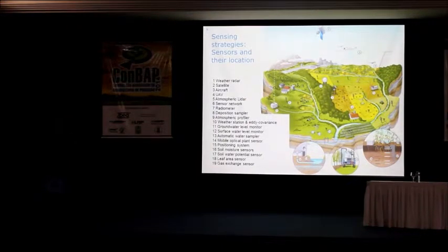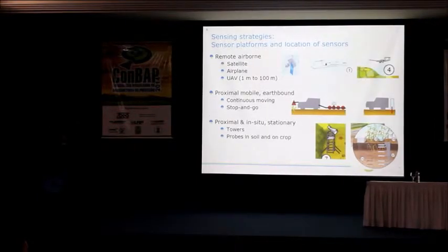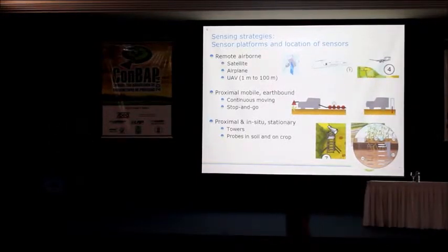We know a lot of sensors that are used in environmental science: satellites, aircraft, and sensors in the soil, for example. For precision agriculture, I like to classify this into remote airborne systems, proximal mobile earthbound systems, and proximal in situ stationary sensors. I will mainly talk about continuous moving sensors, so a mobile device in front and a sensor with a GPS behind or in front, like this.